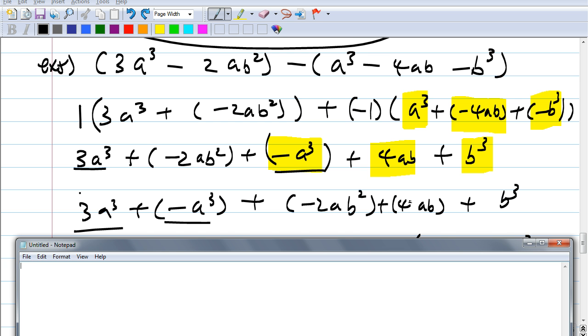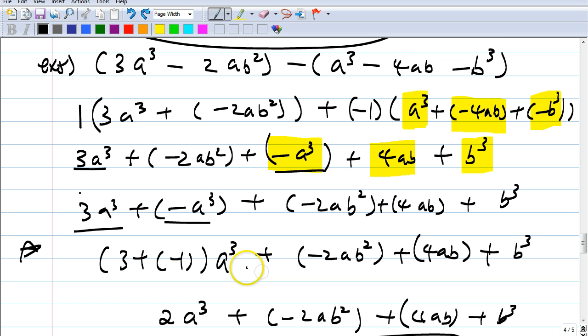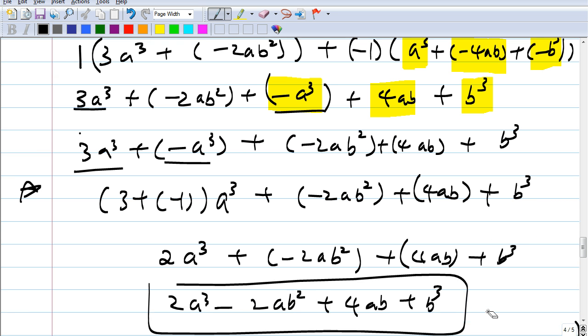1, 2, 3. Gianni? That's right. There's that invisible 1 again, right? 3 plus -1 times a cubed. That's a cubed, right? Does that make sense? Now, this is why we get 2a cubed plus -2ab squared plus 4ab plus b cubed. Is that right? And of course, we don't want to just leave it this way. We're going to use the definition of subtraction and rewrite 2a cubed minus 2ab squared plus 4ab plus b cubed. Okay? Does that make sense?